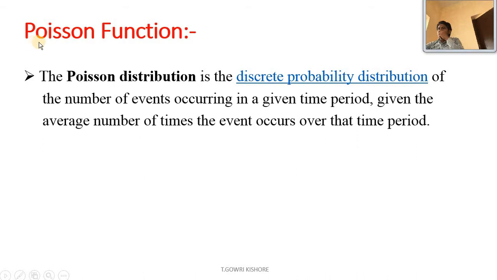Today the concept is the Poisson function. The Poisson distribution is the discrete probability distribution of the number of events occurring in a given time period, given the average number of times the event occurs over that time period.